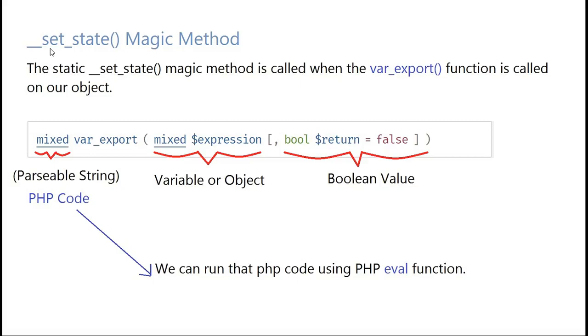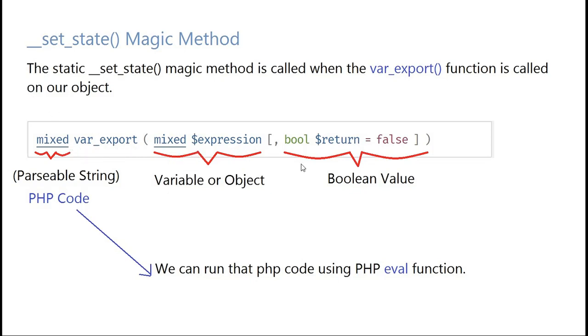The __set_state is the trickiest method among all magic methods, so it's okay if you watch this video again and again. The static __set_state magic method is called when the var_export function is called on our object. So first, a little detail about the var_export function.